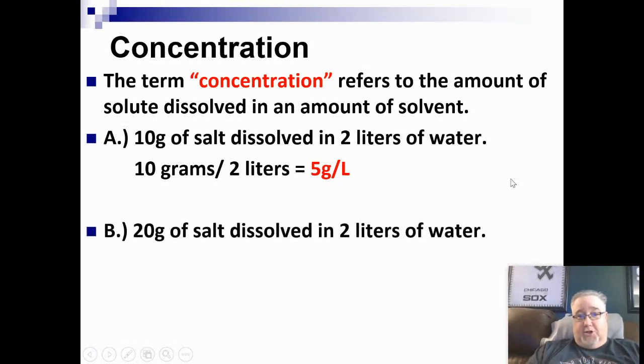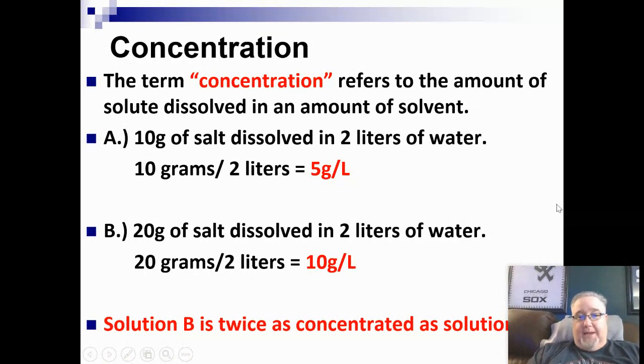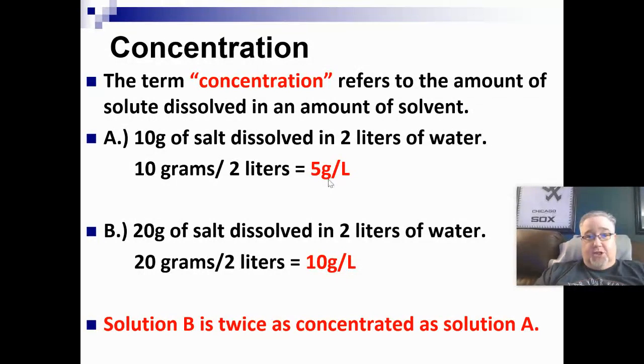If you had a different solution, so you have 20 grams of salt dissolved in 2 liters of water, well, again, just do a simple division problem. 20 grams divided by 2 liters gives you 10 grams per liter. So, solution B, just by doing the math, we can tell that solution B is twice as concentrated as solution A is. All right, so just by looking at those numbers, the higher the number, the more concentrated the solution is.